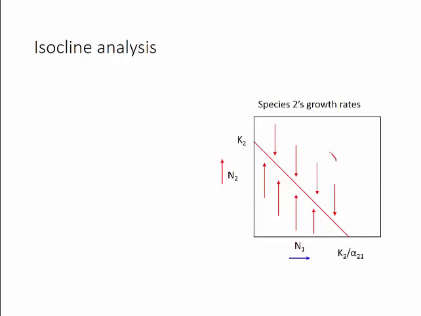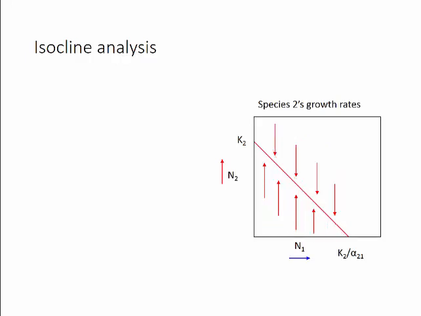Above this line, there are too many individuals of species number 2, and so therefore its population is going to go down, no matter where it is in the graph space above this line. Below the line, the numbers of individuals of species number 2 are small enough that the population is going to grow. So relative to the vertical axis, the population is going to grow.